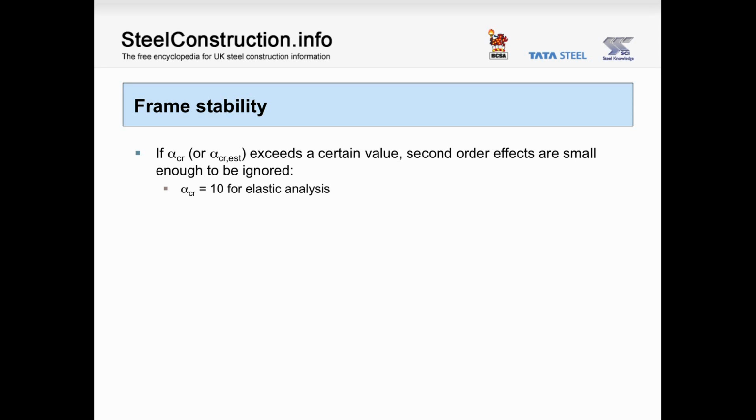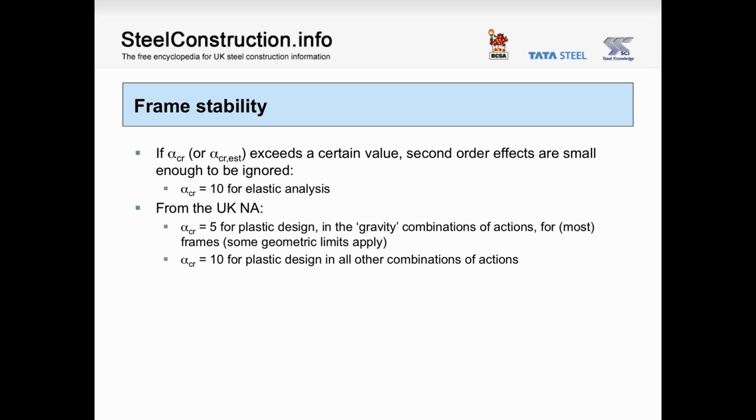So if alpha crit or alpha crit est is greater than 10, and we are undertaking elastic analysis, second order effects can be neglected. If we are undertaking plastic analysis, we need to turn to the UK National Annex, because the UK National Annex gives us the limits when second order effects are small enough to be neglected. In the gravity combination of actions, that limit is 5. So in the gravity combination of actions and limited to certain frames, there are some geometric limits. If alpha crit or alpha crit est is greater than 5, then we can neglect second order effects.